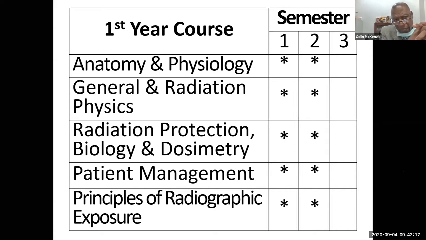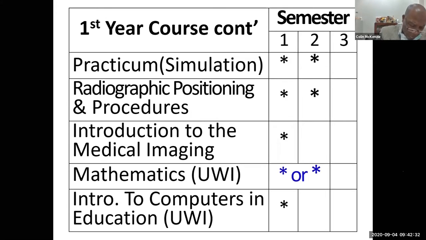You'll be doing anatomy and physiology, that's looking at the human body, that's like biology. Then we have general and radiation physics. Then there is radiation protection and biology and dosimetry. We have patient management, principles of radiographic exposure. Right? And still in first year, you'll see that we have a lot of courses to do. We have the practicum simulation. Ms. Harker will tell you some more about that. Then we have radiographic positioning and procedures, followed by introduction to medical imaging.